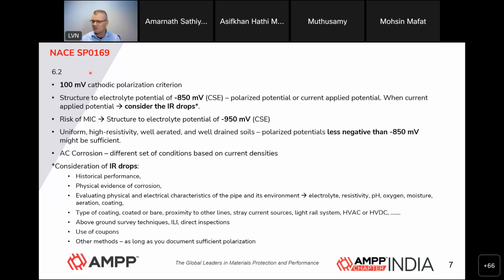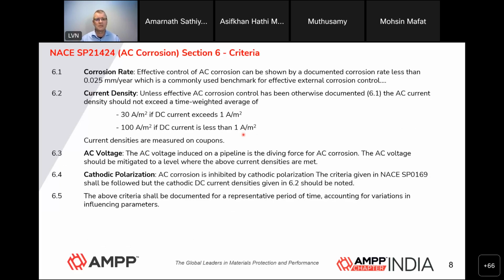So what you really usually do is to make sure you have sufficient cathodic protection by dosing the cathodic protection far more negative, maybe, than minus 950 millivolts. So if we turn to the AC corrosion standard, that is NACE SP21424 on AC corrosion, Section 6 will give you the criteria for how to make sure that you have your AC corrosion under control.